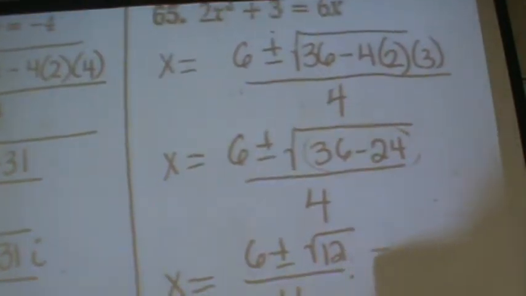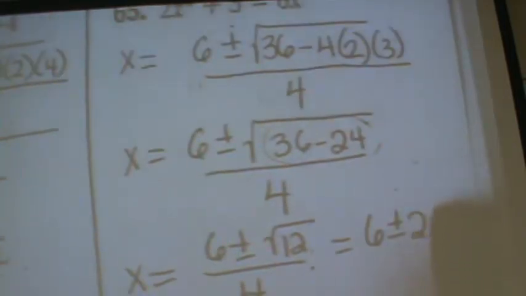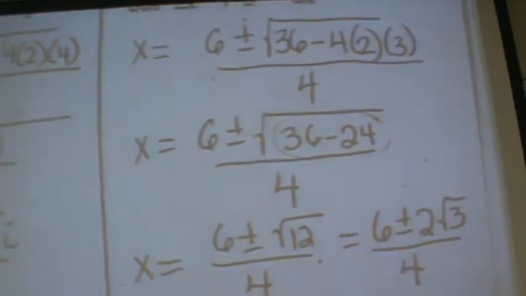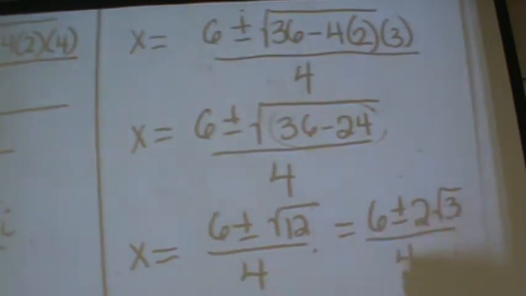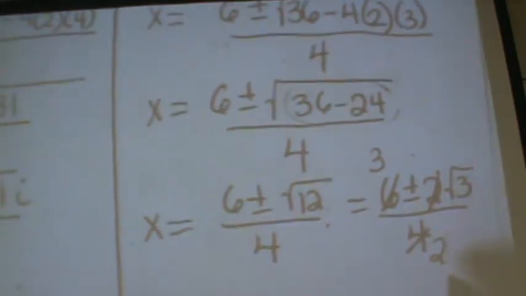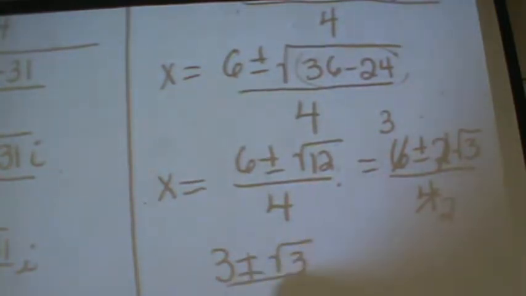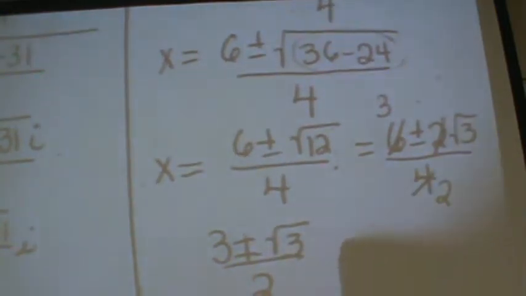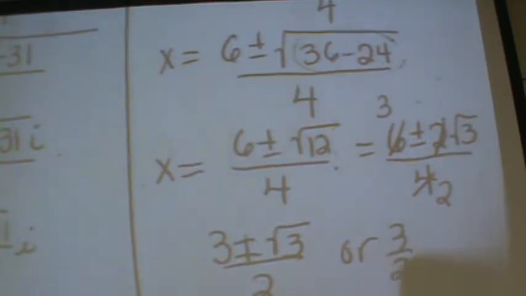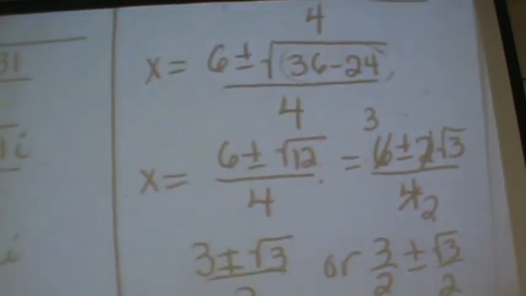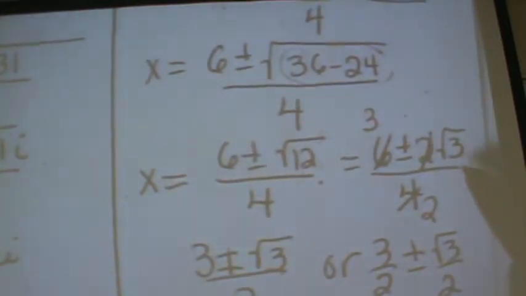Root 12 is really 2 root 3. And you can simplify these all, divide 2 into all these. So this is going to be 3, that's going to be a 1, and that's going to be a 2. So the answer 3 plus or minus root 3 over 2 is a good answer. Or you could write 3/2, that's your a value, and your b value, well, this is not a complex number, so it's 3/2 plus or minus root 3 over 2. You don't have an i here, because that's not a negative, it's not an imaginary number.